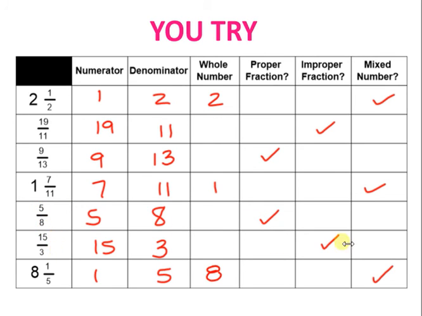15 over 3 is an improper fraction because 15, the numerator, is bigger than the denominator. And last but not least, 8 and 1/5 is a mixed number because it has that whole number 8 in front of it.